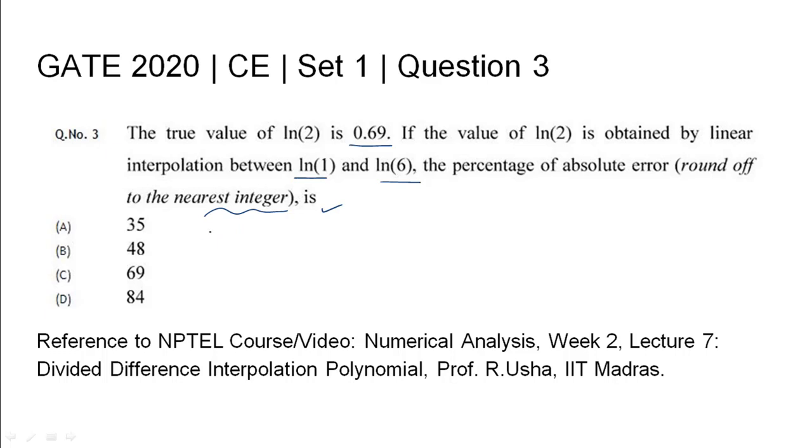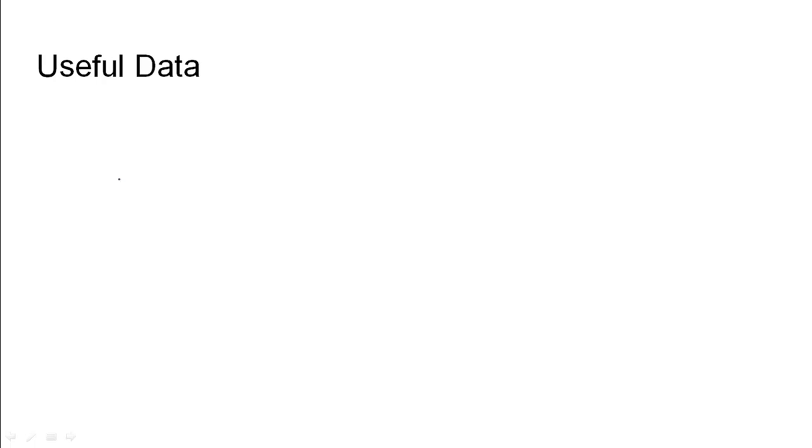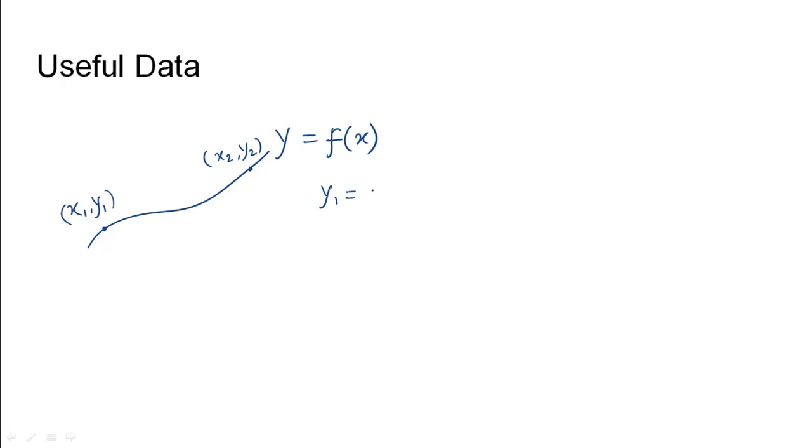The relevant NPTEL reference has been listed. When we talk about linear approximation, let us assume that we have a function which is given as y equals f(x). For every point on this function, we will have an x coordinate and a y coordinate. Similarly, we will have another x coordinate and y coordinate: if we substitute x1 in the function, we would get y1, and if we substitute x2, we would get y2.